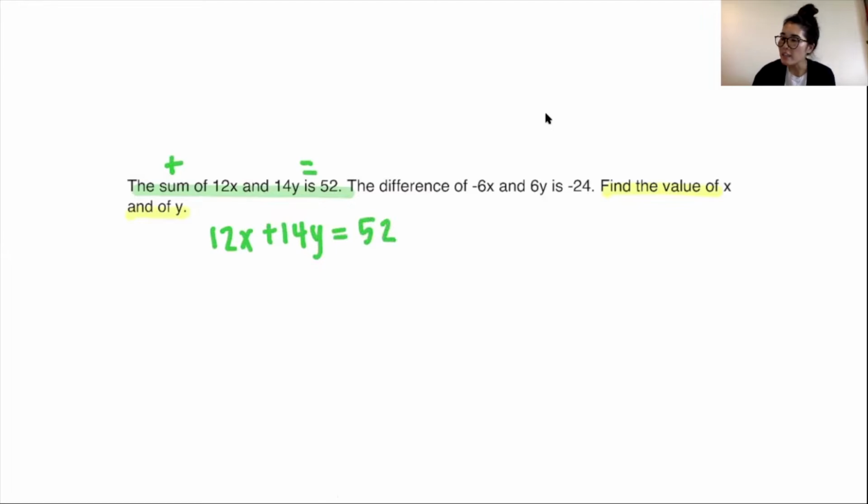Our second equation comes from the next part, and it says the difference. If you don't remember, you can take a look in your notes, but difference tells us subtraction. So the difference of negative 6x and 6y. When you write an equation, you write it as you see it. We see negative 6x first, so we write that first. Difference, so minus 6y, and then that word tells us equal sign, is equal to negative 24.